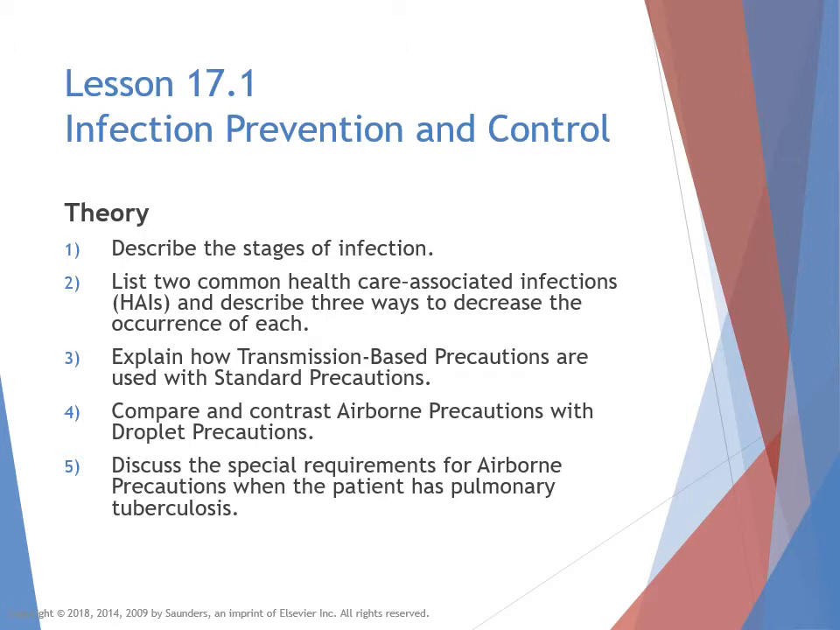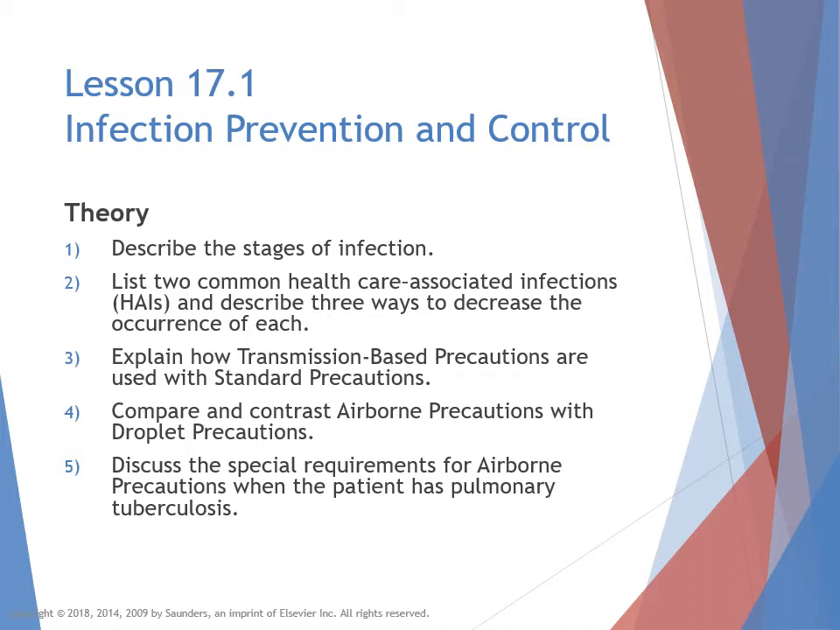Here's our first of several introduction slides. So lesson 17.1, infection prevention and control. So everything here pertains to theory, what we're going to be learning theory-wise. So point 1 here, we're going to learn to describe the stages of infection. Number 2, we're going to learn how to list 2 common healthcare associated infections, or HAIs, and describe 3 ways to decrease the occurrence of each.